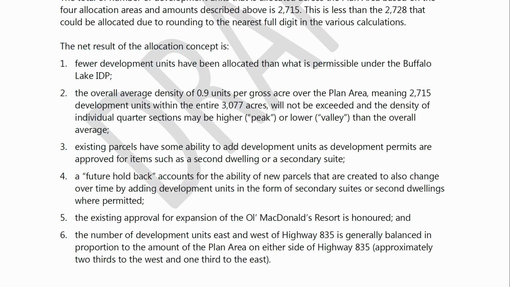So this section summarizes, with the text, the net result of the allocation concept that we've been trying to achieve in the South Shore Area Structure Plan, summarized in points 1 through 6 up on the screen. So first, there are fewer developments than what is allocated or permissible under the Buffalo Lake IDP. The number of development units will allow the county to maintain that average density of 0.9 units per gross acre over the entire plan area. Within the plan, that density may have peaks or valleys, but globally will not exceed 0.9 units per gross acre.